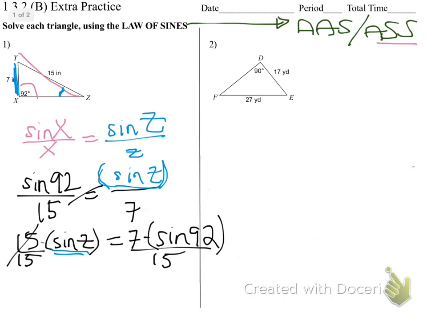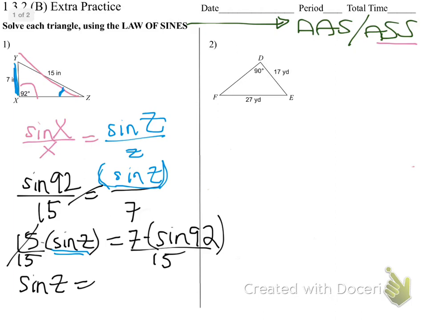Okay, so sine of z equals 7 times the sine of 92 divided by 15. And I can use my calculator to calculate that. So I'm going to go ahead and do it on my calculator. See if you could do it on your calculator and get the same answer. Be careful with your multiplication.